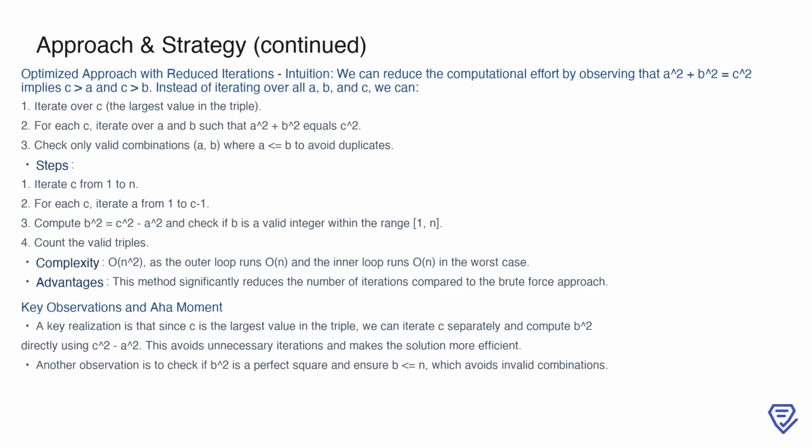Specifically, for each value of c from 1 to n, we iterate over potential values of a from 1 to c-1. For each a, we compute b² as c² minus a² and determine if b is a valid integer within the range, 1 to n. Additionally, by only considering pairs where a is less than or equal to b, we eliminate duplicate calculations.